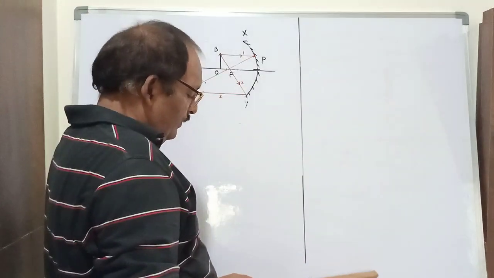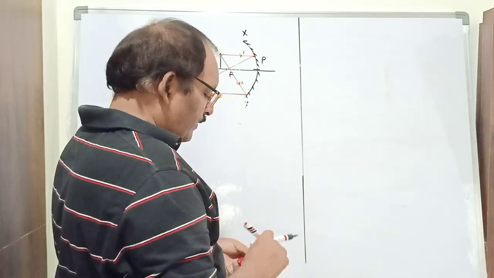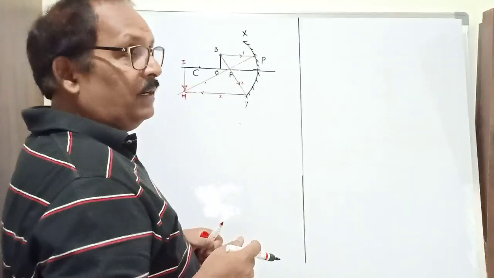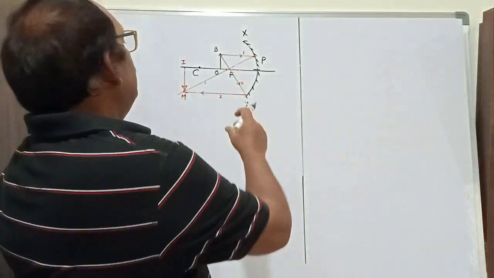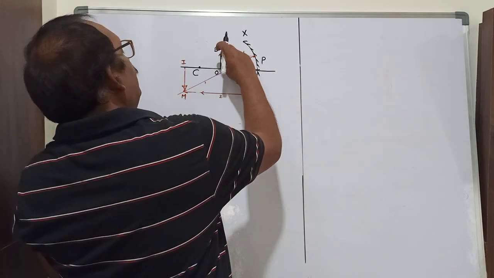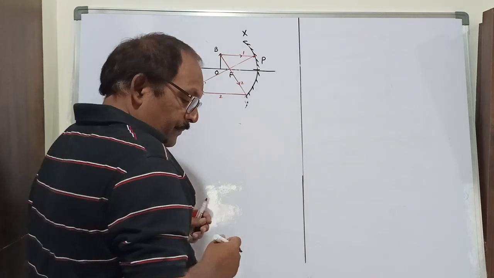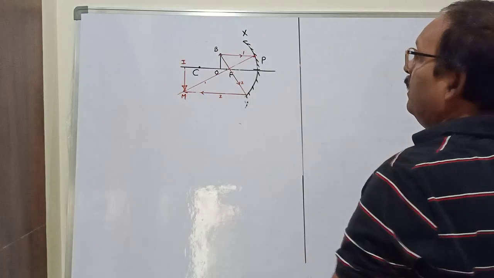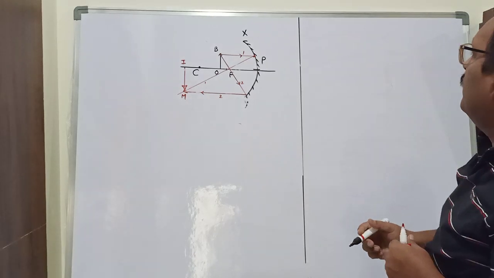So what is the nature of the image that is so formed? The nature of the image is inverted, real, magnified. The size of the object is OB, and the size of the image will be I into M, that is IM, of course.